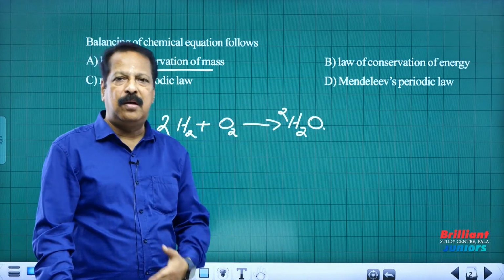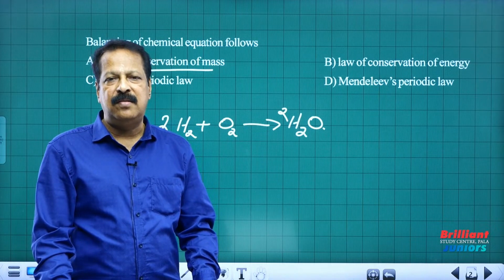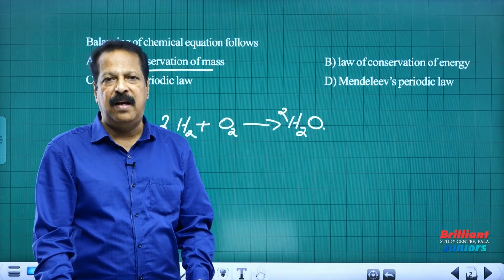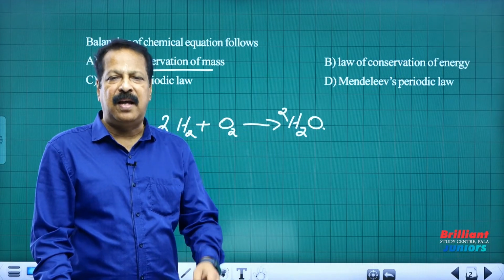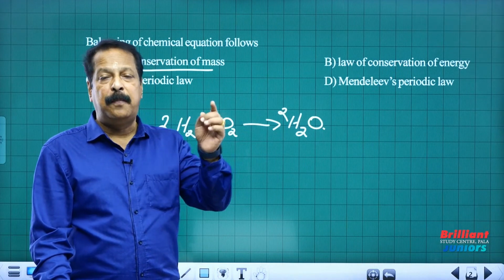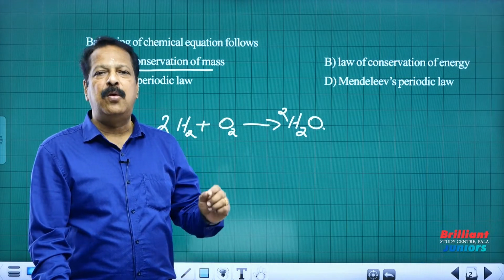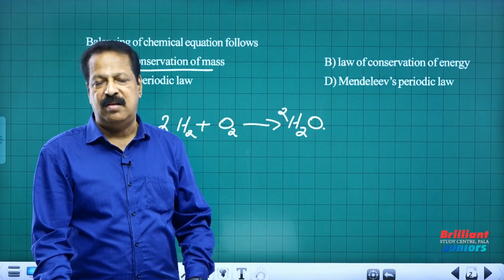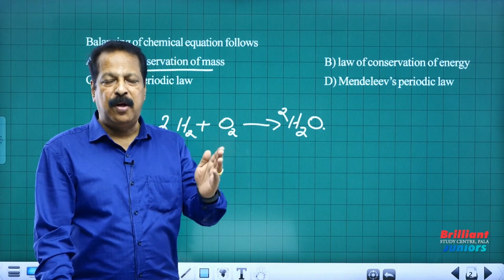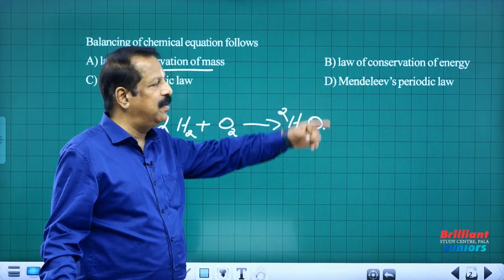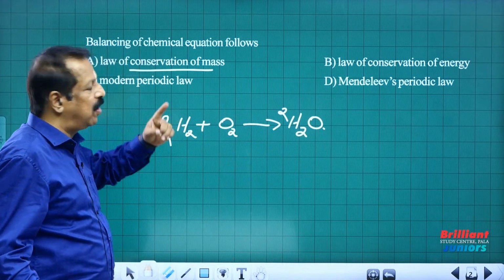And Mendeleev's periodic law you will study. Dmitri Mendeleev was the person who created the first periodic table, and it has the name Mendeleev periodic table. In that table he stated that the properties of elements are a periodic function of atomic weight. As atomic weight changes, the property of the element also changes. That is Mendeleev's periodic law, and this is the modern periodic law.